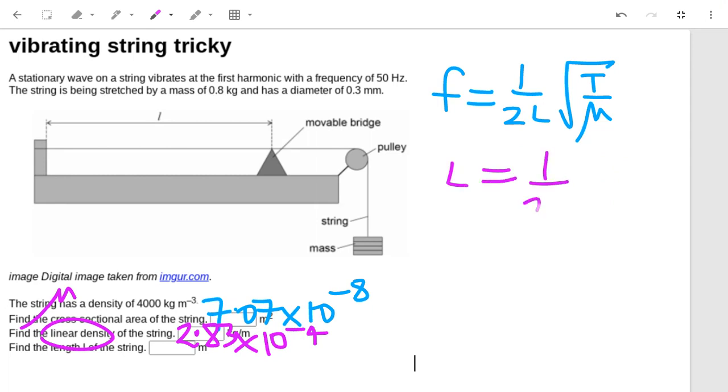That's much easier: L equals 1 over 2f times the root of T over mu. So I'm going to put that in using the mu that I calculated earlier. So 1 divided by 2 divided by the frequency of 50, times the square root of the tension, which is 0.8 times g, divided by the mass per unit length, which I worked out earlier. And I get 1.67 meters.